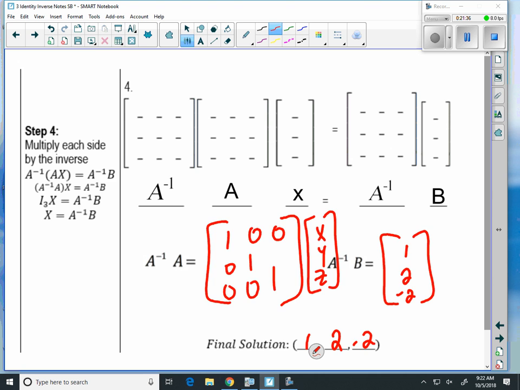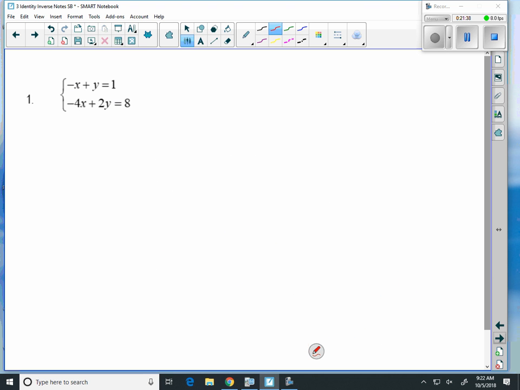Okay? We're going to go ahead and do another practice problem together. What's different about this practice problem than the one we just did? Right, it's not 3 by 4. Now it's smaller, but that's fine. We can do the same exact process. Okay, so go ahead and write your matrix out.